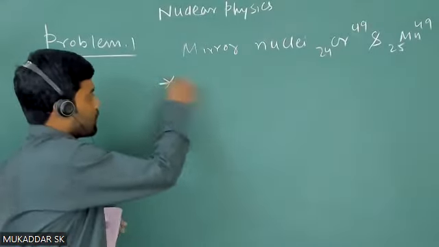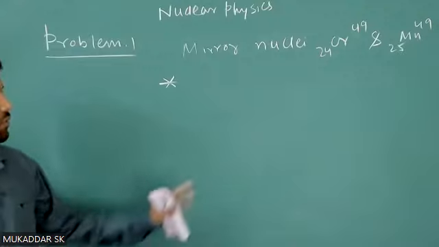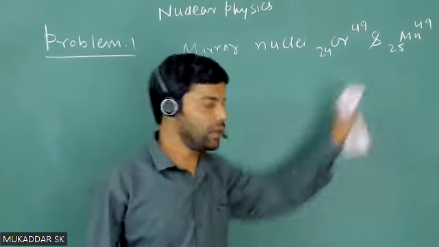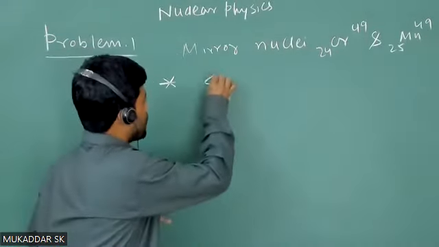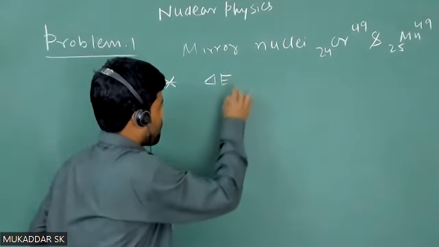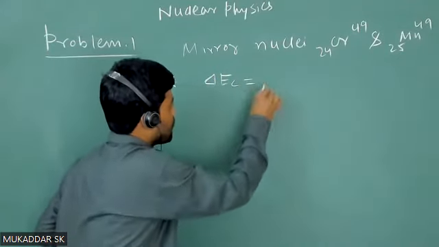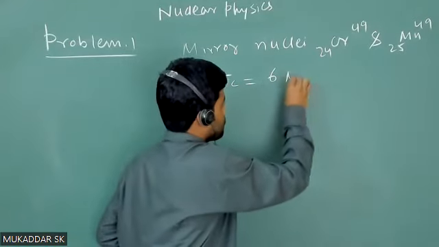Here they have mentioned in this question that these are mirror nuclei, and the difference in the Coulomb energy for these mirror nuclei is given. That is 6 mega electron volt.